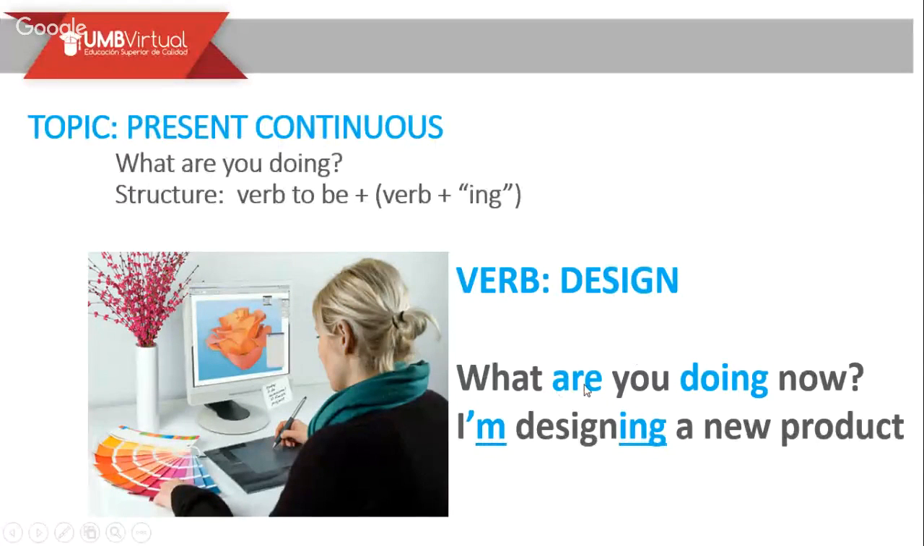generalmente, la red gramatical nos dice que en el caso de la pregunta nosotros tenemos un W question, then we have the verb to be conjugated depends of the subject plus verb with ing, right? Plus the complement. So what are you doing now? I am designing a new product. In this regard, you're focusing on an action that you are doing at the moment, right? So this now is a keyword in this context.